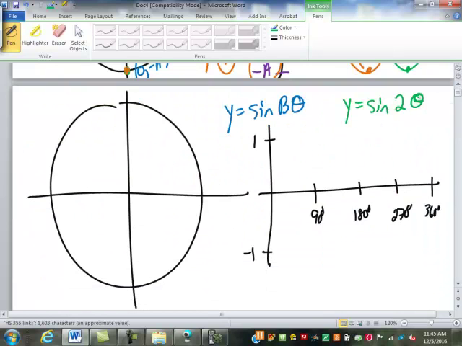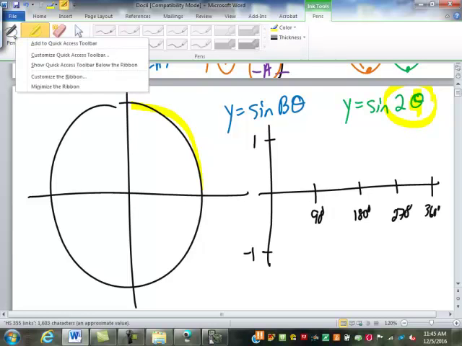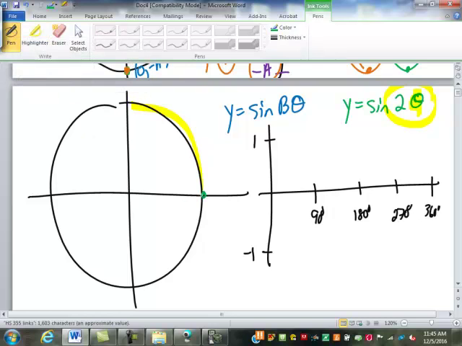Down here, however, for whatever value of theta we have, our position on the unit circle is going to be 2 theta. So at 0 degrees, we're still at 0 degrees because 2 times 0 is 0. Sine is the vertical again, so we are 0 units above the axis. But if theta is 90, 2 times 90 is 180. So we're at 180 degrees on the unit circle. That's over here. Well, that's still vertically 0. So we've got to figure out what happens in between here.